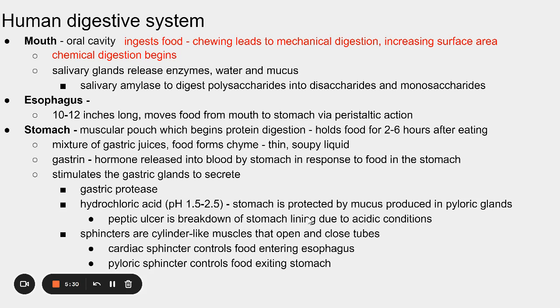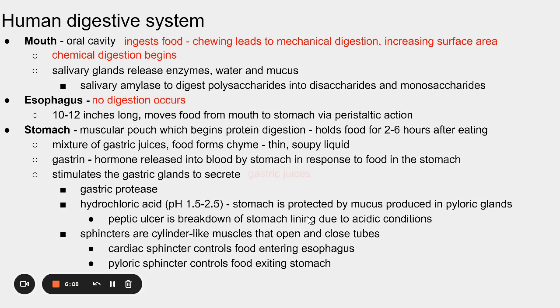The pH of the stomach is really acidic. It's between 1.5 and 2.5 because there's hydrochloric acid that's produced. So you would think that level of acidity might be dangerous, but your stomach has a layer of mucus that protects it from being damaged by that acid. Sometimes that protective lining breaks down, and the stomach acid starts to actually damage the stomach tissue. And that's what an ulcer is, if you've ever heard of that.